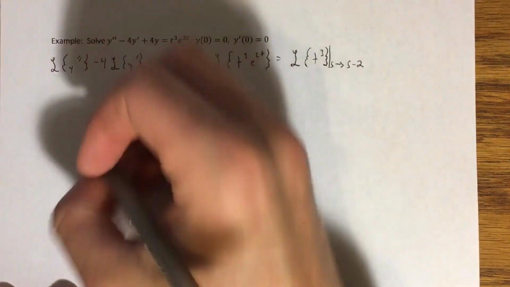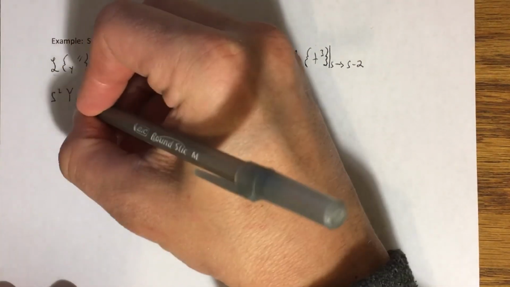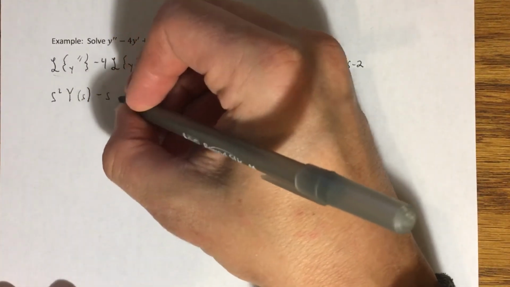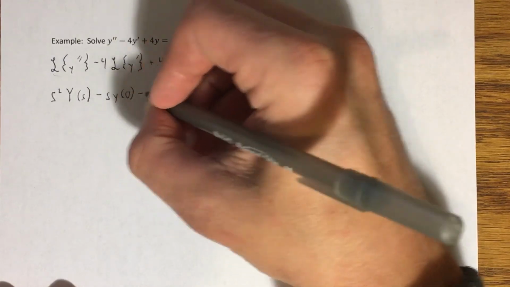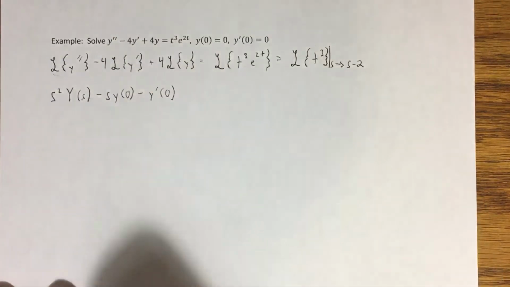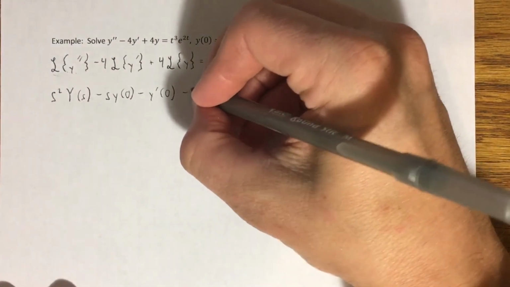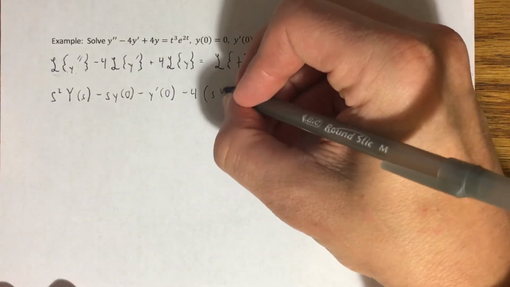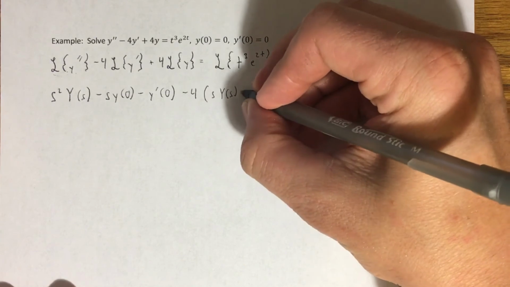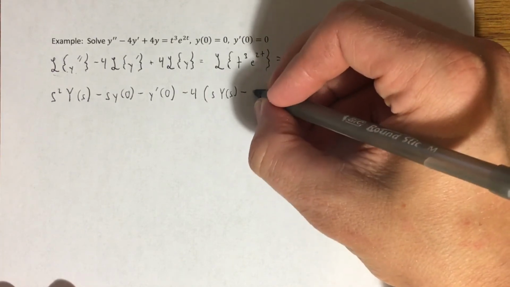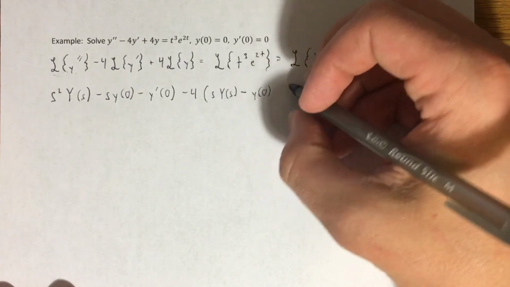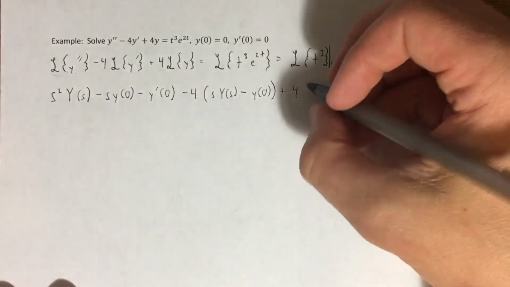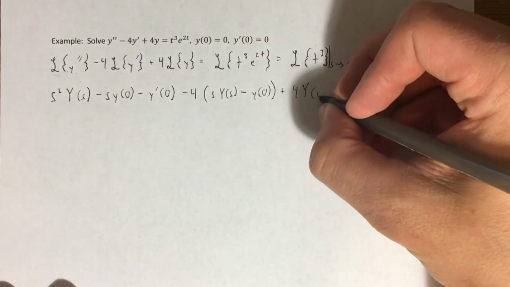All right, now what would this left-hand side look like? Well, we know that this is going to equal s squared times capital Y of s, the Laplace transform of my solution, minus s times y of 0 minus y prime of 0. That's this first transform. Minus 4 times the Laplace transform of y prime, which is s capital Y of s minus y of 0, plus 4 times the Laplace transform of y, which is just capital Y of s.